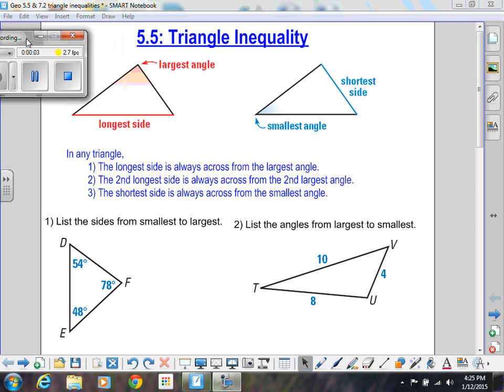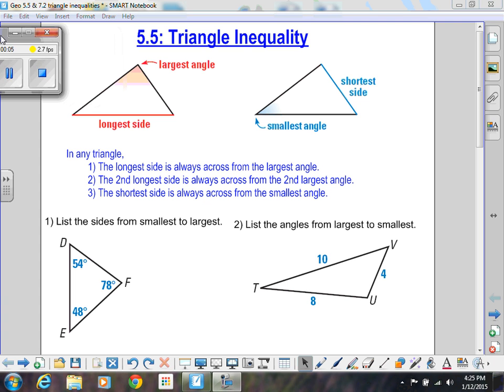So in this video we're going to discuss triangle inequalities. First of all, let's make sure we understand that the longest side of a triangle will always be across from the largest angle of a triangle. And the same thing with the smallest angle. The smallest angle will always be across from the shortest side. And the middle side, the second longest side, will always be across from the second largest angle. And that kind of makes sense.